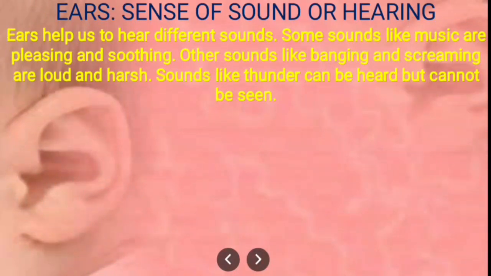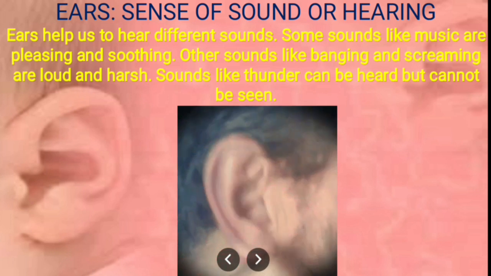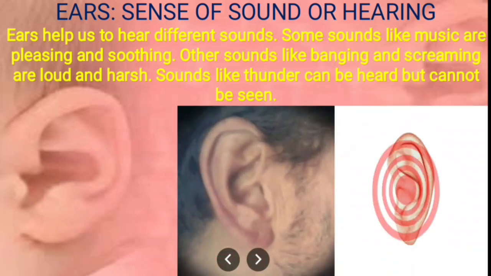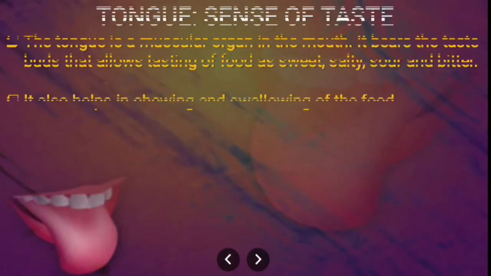Moving ahead to the next sense, ears, sense of sound or hearing. Ears help us to hear different sounds. Some sounds like music are pleasing and soothing. That means they are very pleasant to us. And some sounds like banging and screaming are loud and harsh. Sounds like thundering of the clouds can be heard but cannot be seen. So this is about the sense of sound or hearing.